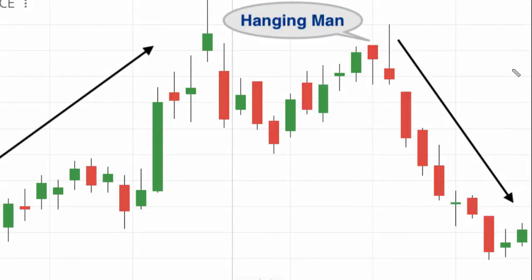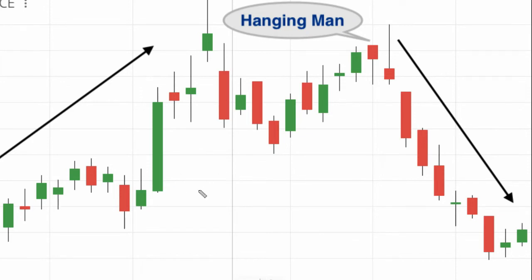Now let's see the hanging man pattern, which is the same as the hammer, but the main difference is that the hammer occurs at the bottom of the chart, but the hanging man occurs at the top of the chart. And the hammer is a bullish signal, but the hanging man is a bearish signal. So let's check all the necessary conditions for the hanging man.